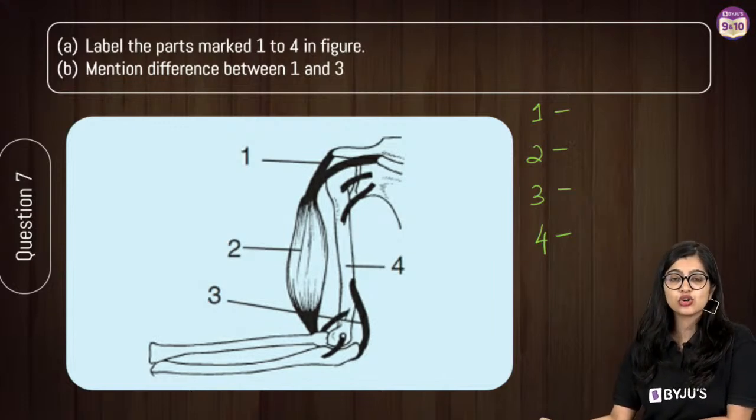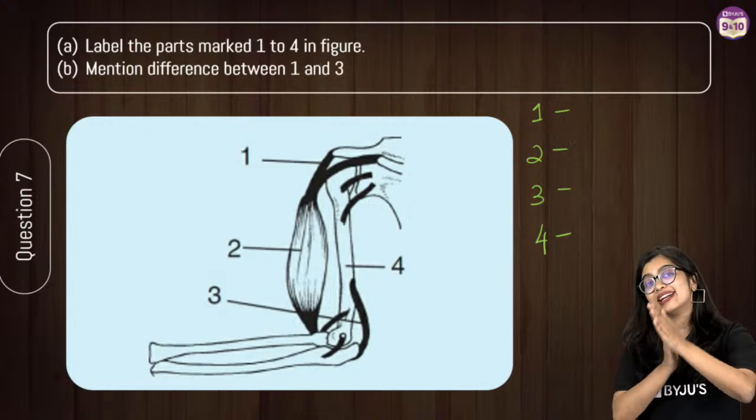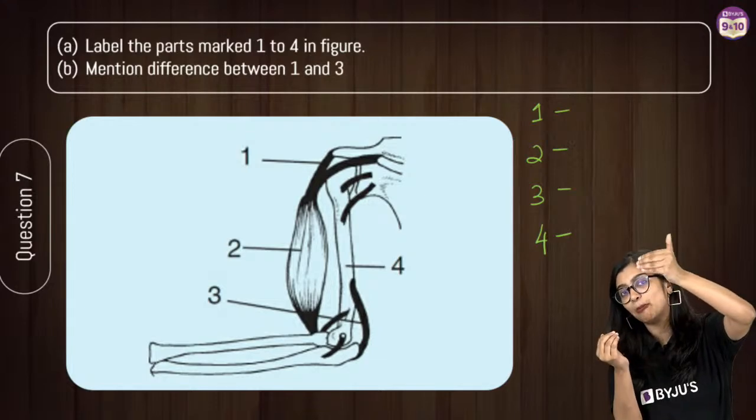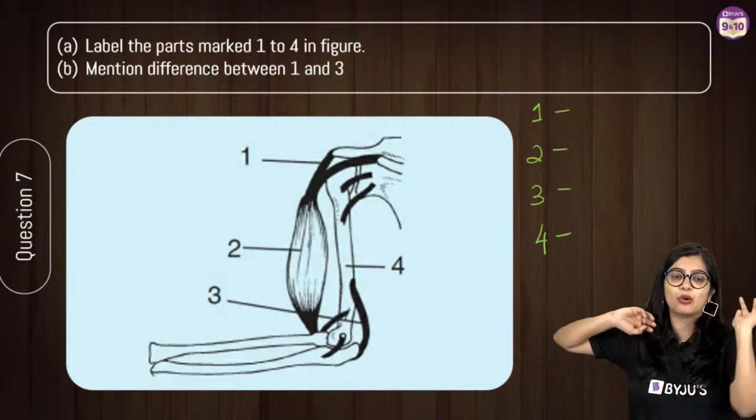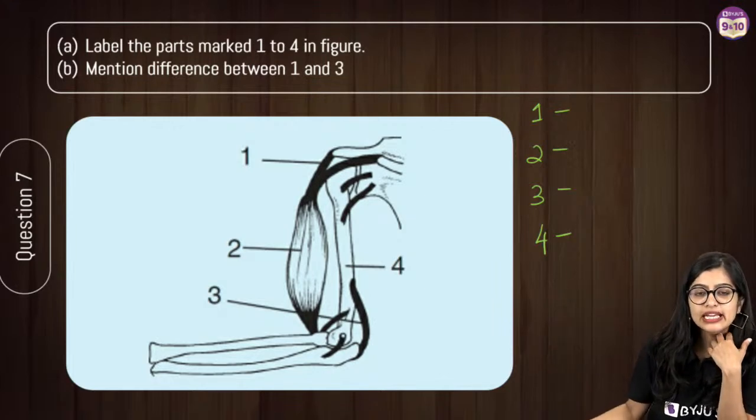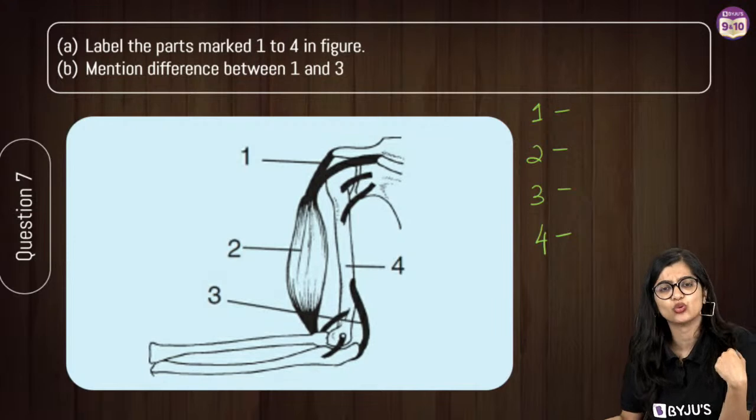Ma'am, cartilage also connects bones. No. Cartilage is just present at the end of the bones, right? They don't connect the bones. They are just present at the end of the bones, right? We will play science games soon.